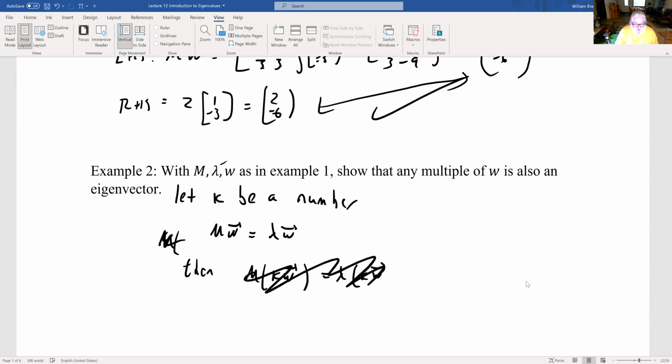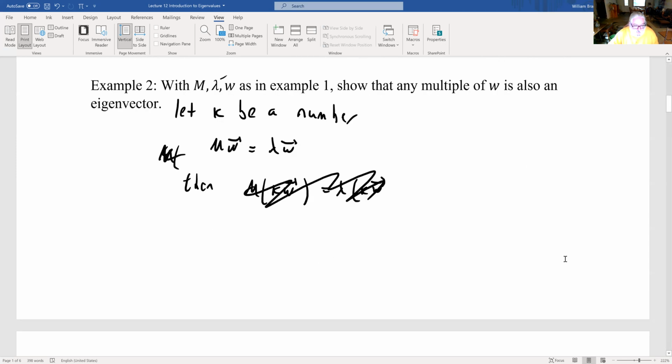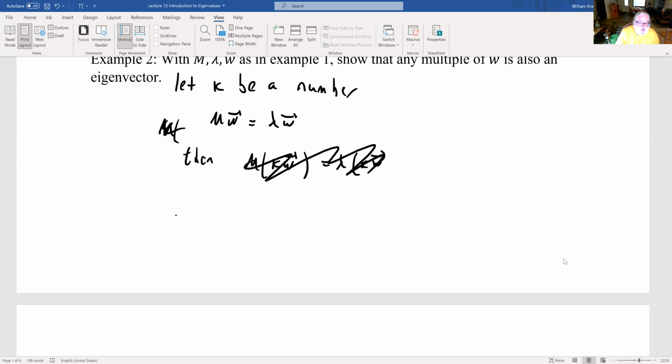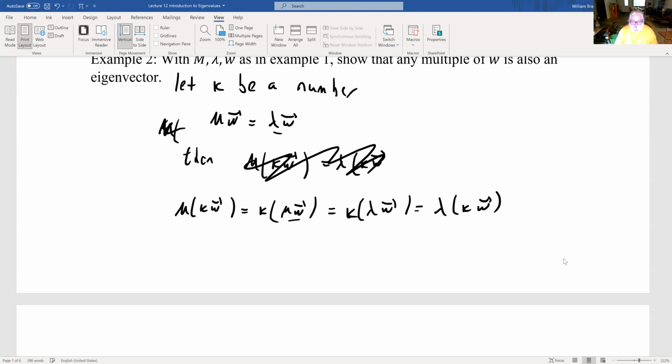Oh, no, actually, I don't want to do that just yet. Then that's the conclusion I want to draw. M times KW equals K times MW, because we know we can move scalars out of matrix multiplication. But we know that MW is equal to lambda W. And lambda and K are just numbers, so we can switch them around. So that means M times KW is lambda times KW.